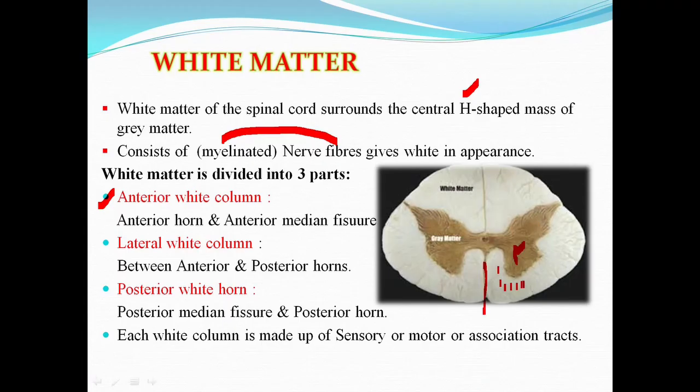Likewise, the lateral white column is present between the anterior horn and the posterior horn. So now this area I'm going to call the lateral white column. And the posterior white column is located between the posterior median sulcus and the posterior horn, and all this area I can call the posterior white column. And each white column is made up of either sensory, motor, or associated tracts.